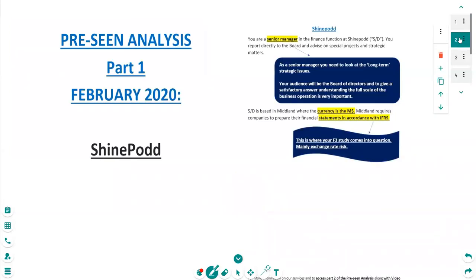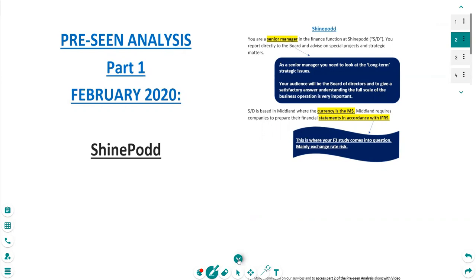So moving on to our pre-seen analysis for February 2020, the company that's been given to us is called Shinepodd. In this company, you have been given the role of a senior finance manager. So let's look at our pre-seen analysis.